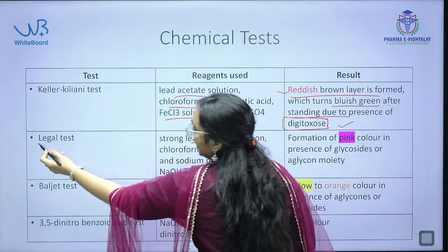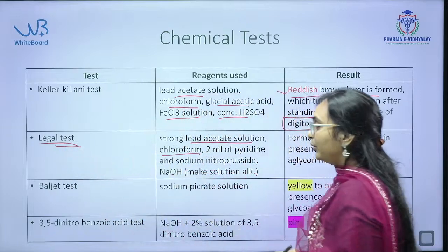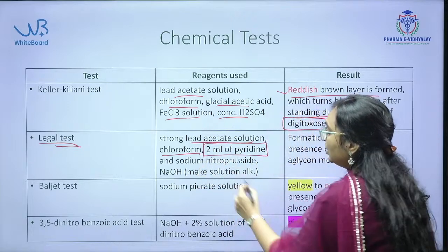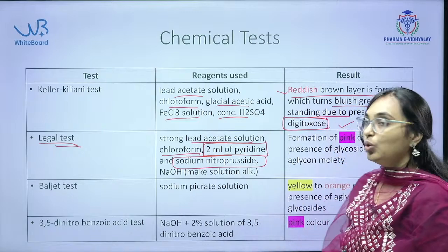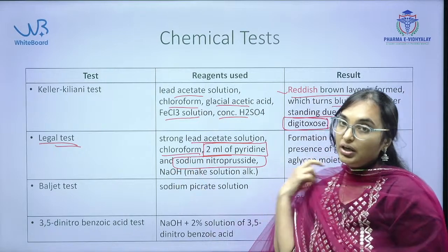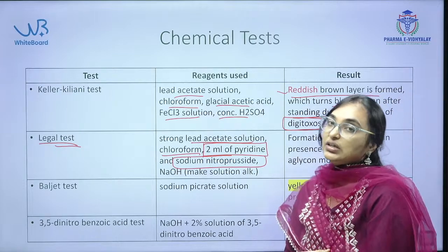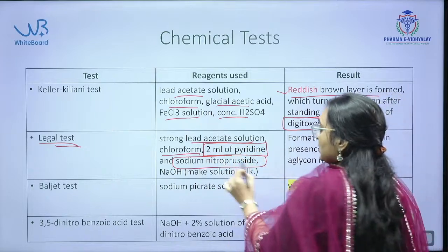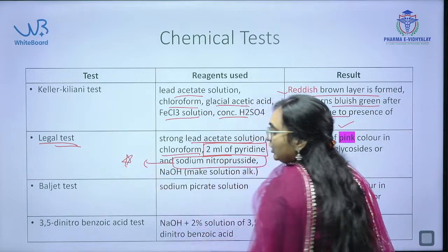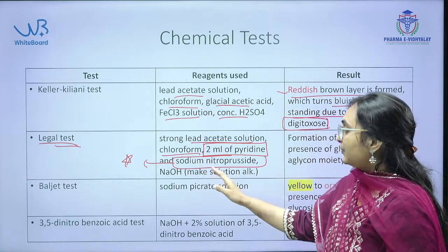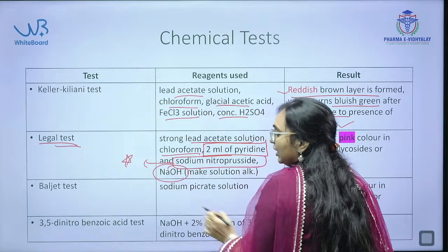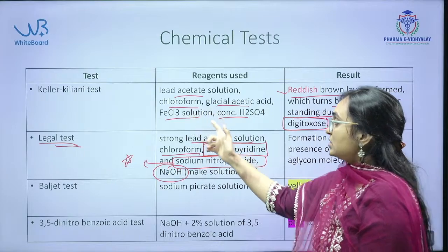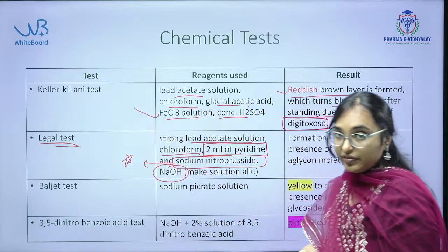Here, in the Legal test also, lead acetate and chloroform are common. One important point you have to remember is that in the Legal test you add sodium nitroprusside and 2 ml of pyridine. There is a chance of asking the test and the reagents. So, in the Legal test you will add pyridine and sodium nitroprusside, very very important. You will also add NaOH. The use of this NaOH is to make the solution alkaline. Coming back to the Keller-Killiani test, it uses iron chloride solution, FeCl3 solution.